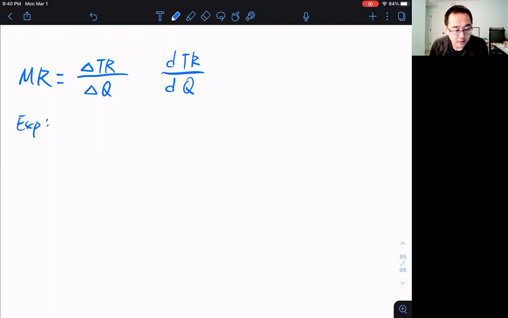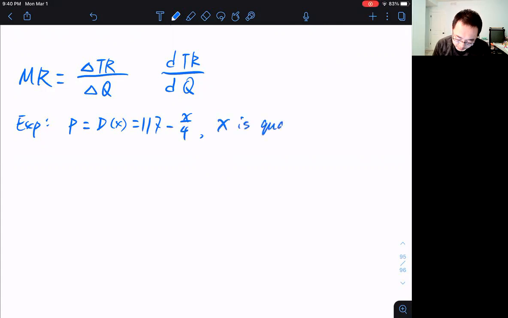Okay, so let's say that if you're a producer of tables, and you have a demand curve, demand function, which is the price equals 117 minus x over 4, where x is quantity produced, or just, let's say, quantity produced. Okay, so that is your demand function.